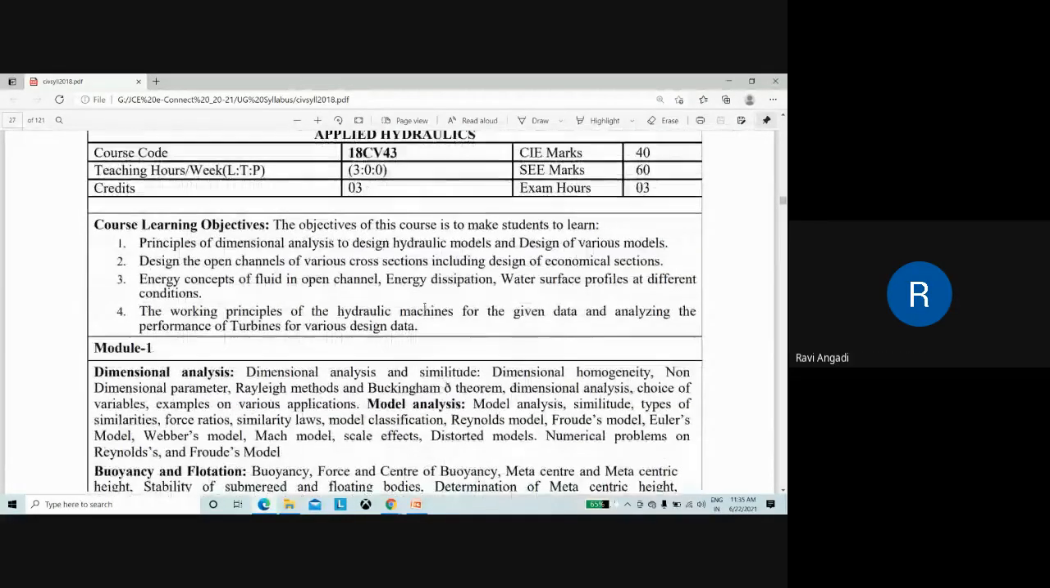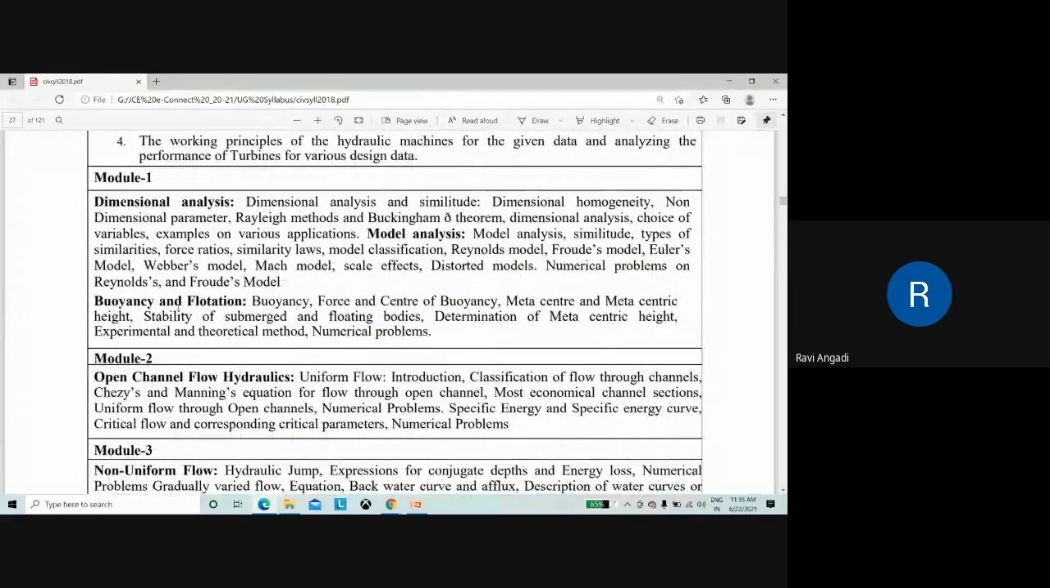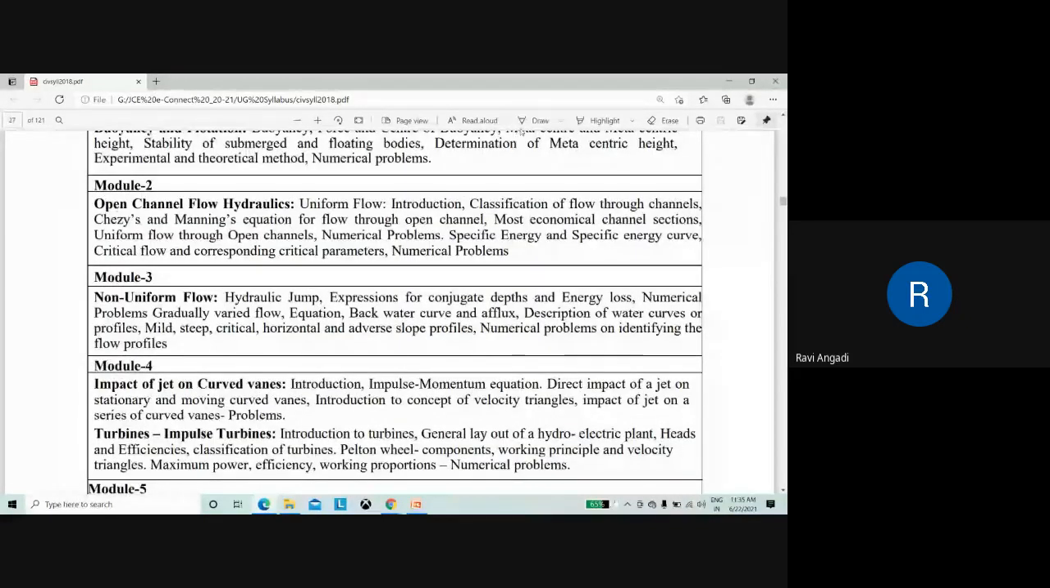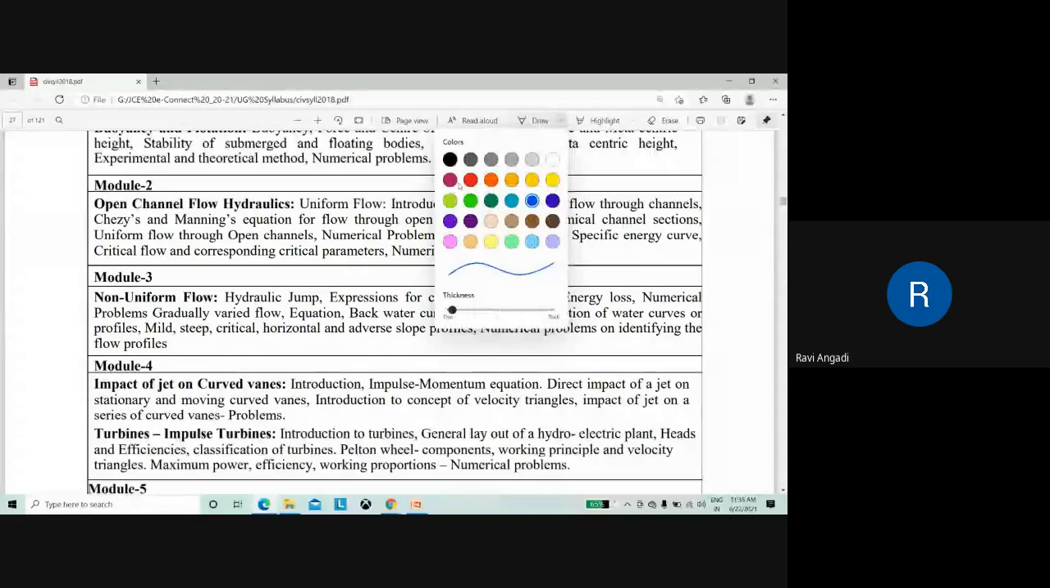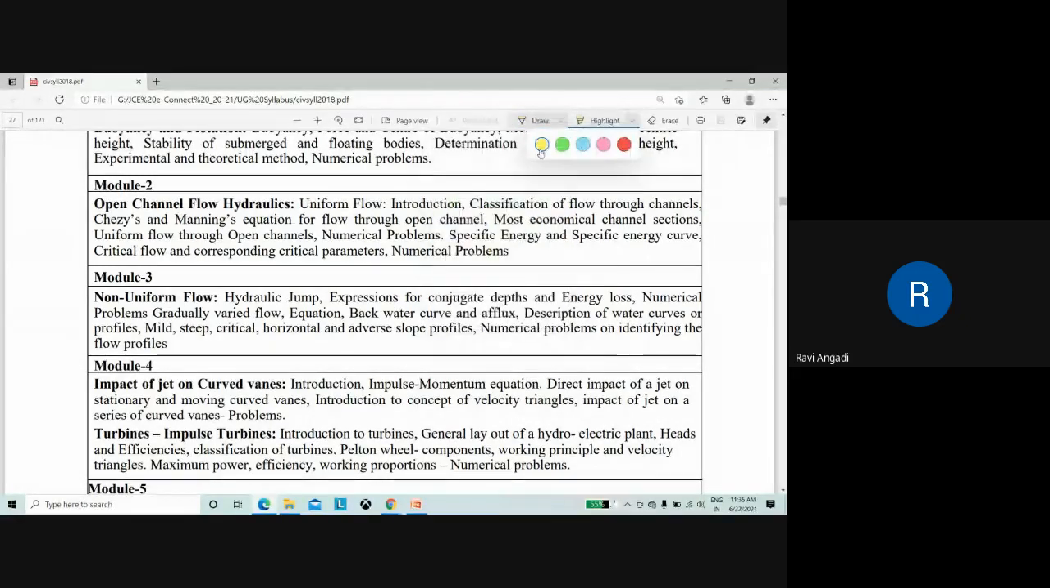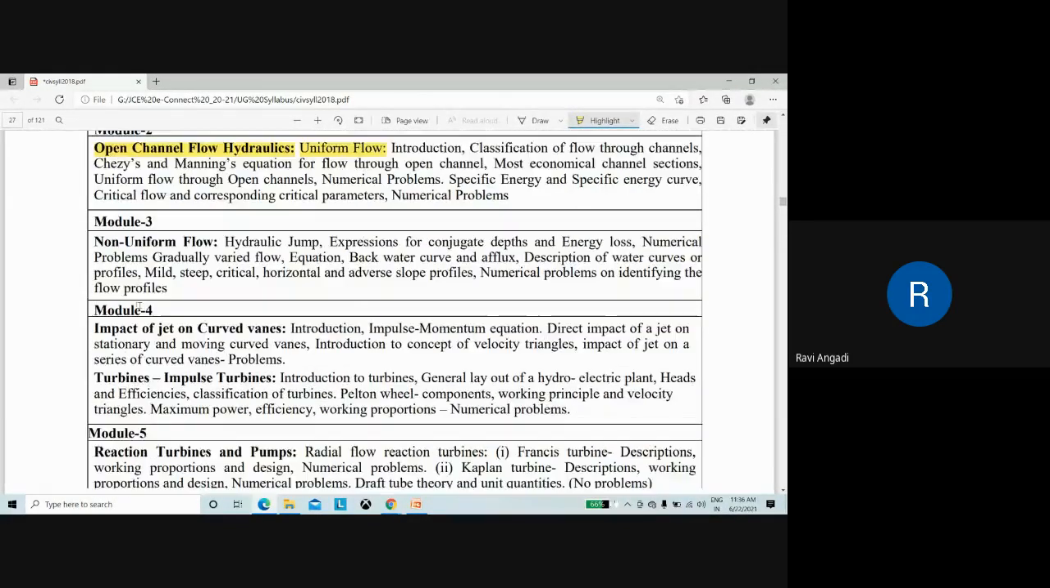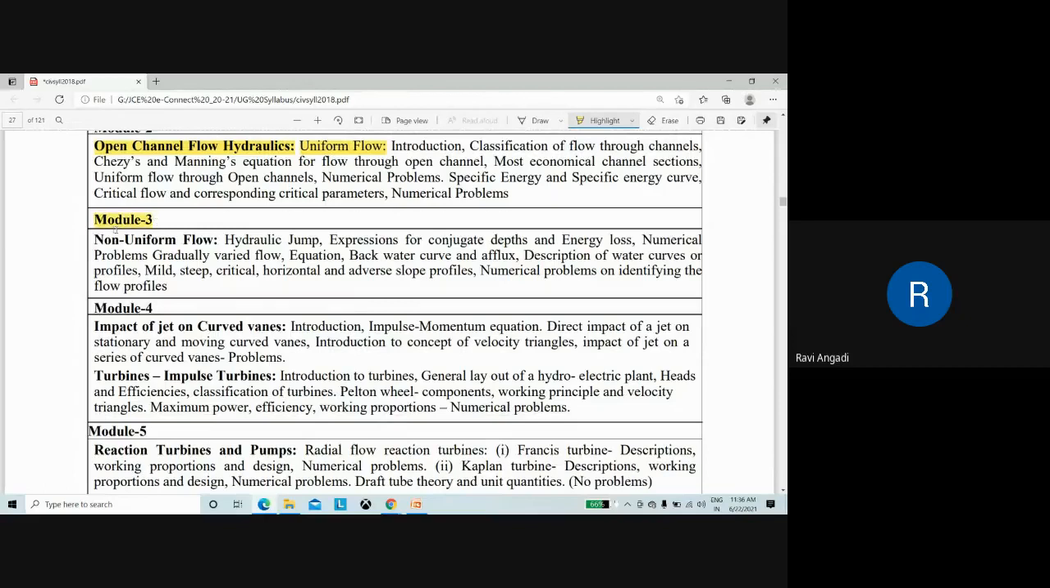So in this, we have completed module number 1 and module number 2 also we have completed. This module number 2 was open channel flow hydraulics. In open channel flow hydraulics, the first unit, that is the first module, was uniform flow. And now in module number 3, we are starting non-uniform flow.